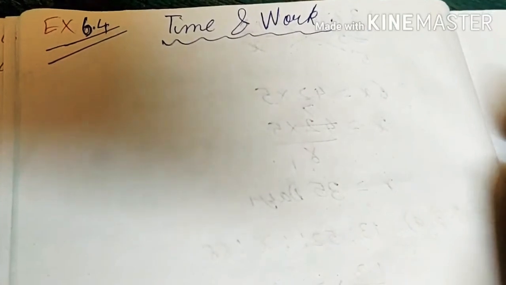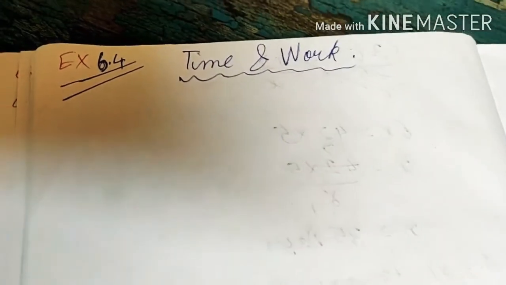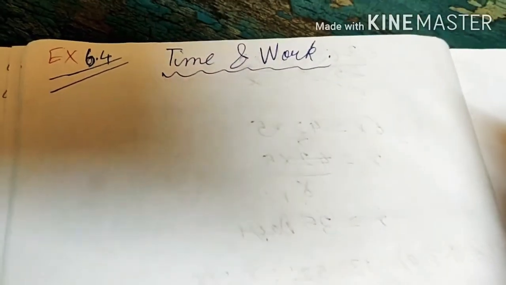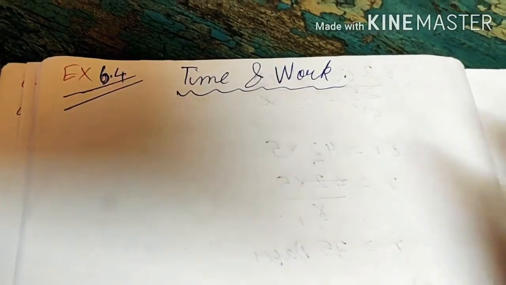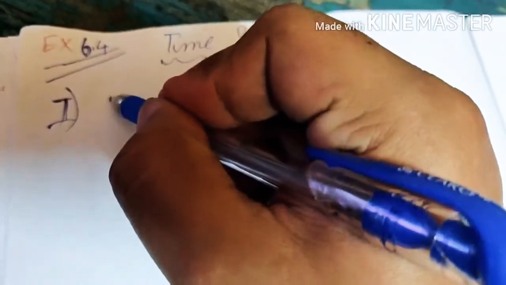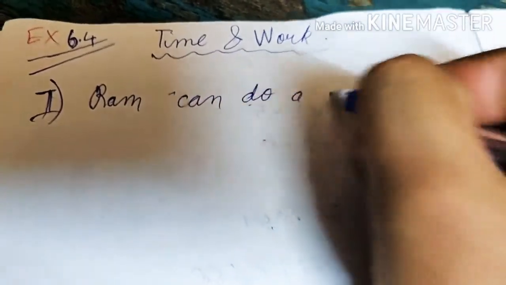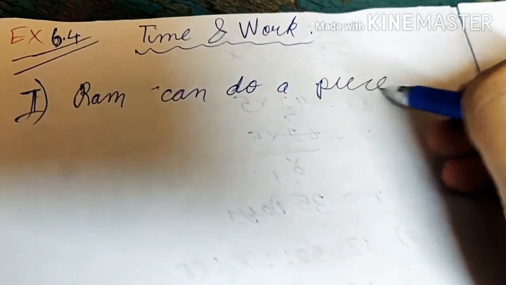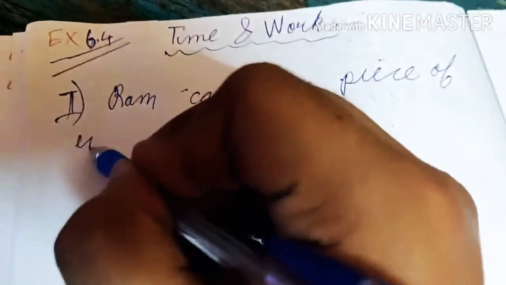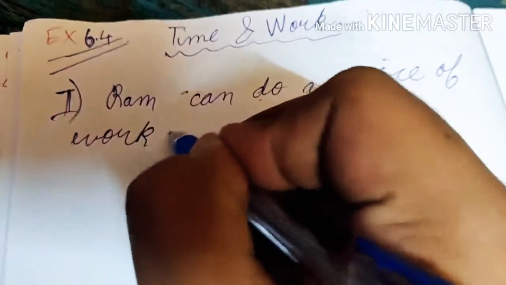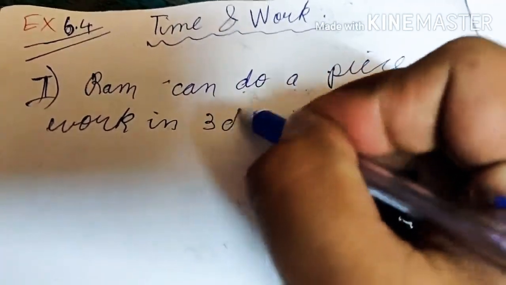Good morning, class. So, starting with the next exercise, which is based on time and work. In this, there's a simple thing. Like if I say that Ram can do a piece of work in 3 days.